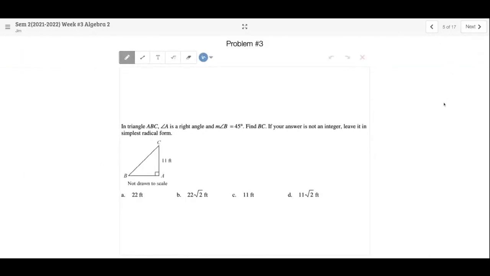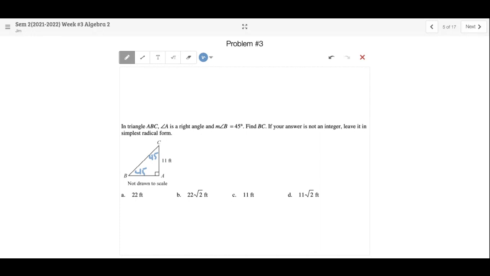All right, question number 3. It says, in triangle ABC, angle A is a right angle and angle B is 45 degrees. Awesome. As soon as they tell me this is 45 degrees, do I know the other angle is 45 degrees? I absolutely do, because all triangles add up to 180 degrees. So I know that this is a special triangle. It's 45, 45, 90. They gave me one side. If your answer is not an integer, leave it in simplest radical form. It wants me to find BC. 11 square root of 2. Boom. Done. Isn't that awesome?